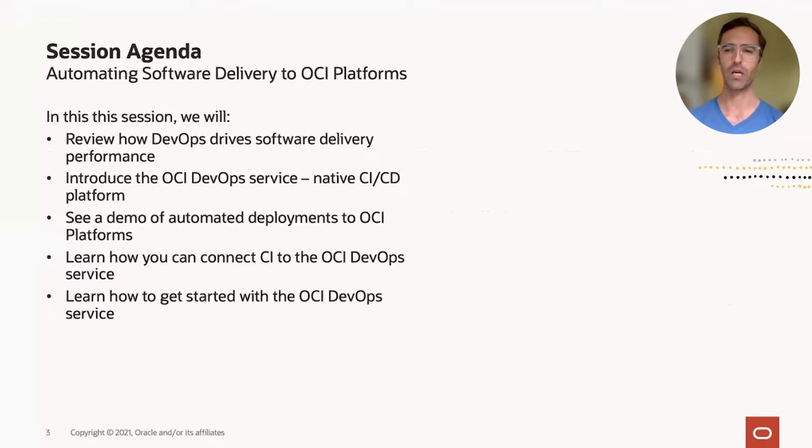And we're going to show how you can connect your existing CI, so Jenkins, GitLab, GitHub Actions that you might be using now, to automated deployments. And we're going to leave you with some next steps for how to get started using the OCI DevOps service yourself.